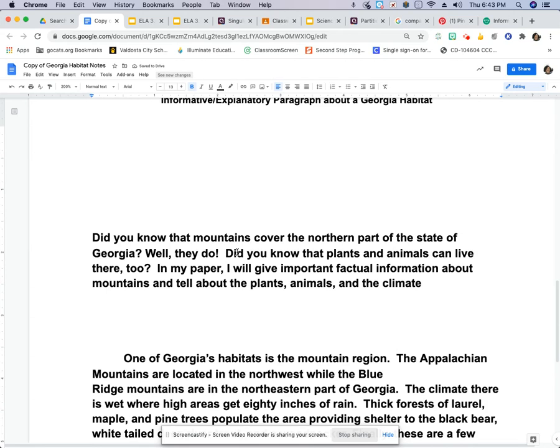Did you know that mountains cover the northern part of the state of Georgia? Well, they do. Did you know that plants and animals can live there too? In my paper, I will give important factual information about mountains and tell about the plants, animals, and climate there.